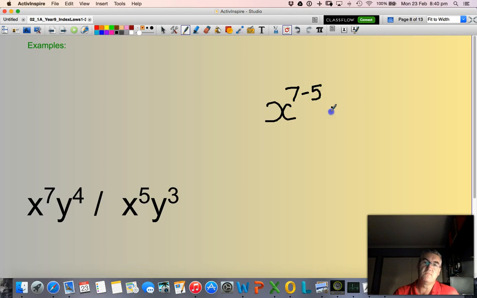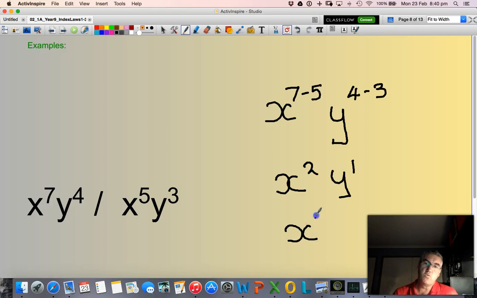Now, with the y's, over here I have y raised to the power of 4 and y raised to the power of 3. So that will become 4 minus 3. Now I can write that as simplifying x, 7 minus 5 is 2, and y, 4 minus 3 is 1. Now, I don't need to have this 1 here. I can actually drop that 1 and just have x squared y. And that's the answer that I'm looking for there.